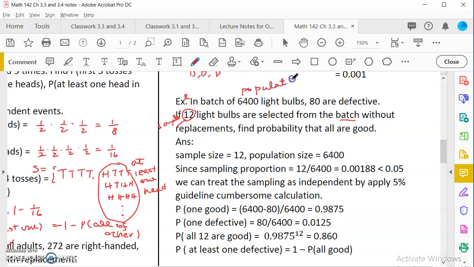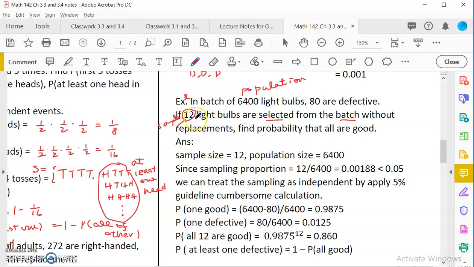And then we are talking about a category. The category is defective. Defective category is 80, the 80 out of 6,400. So population size 6,400. Sample size is 12 because you're sampling. You are selected. So you're not selecting 80. 80 is the category. So we want to find the probability all are good.